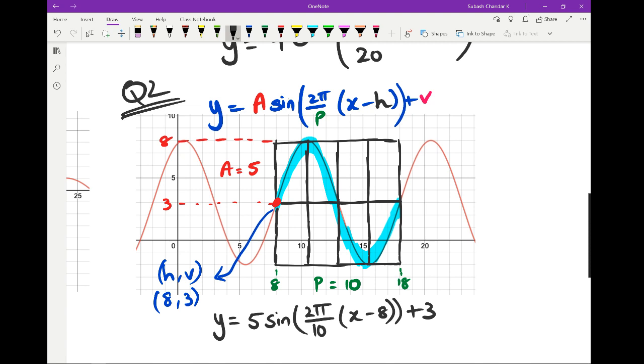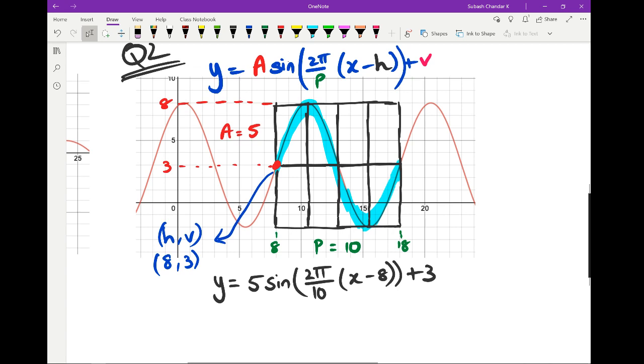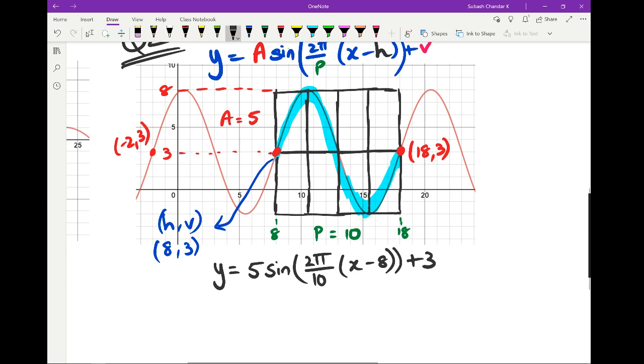Okay, now I just wanted to show you guys another thing here. Remember I told you that there's the 3 red starting points. You could have this point here, which is 18, 3, or you could have this point here, which is minus 2, 3. So that means you potentially could have got 3 equations from this picture.